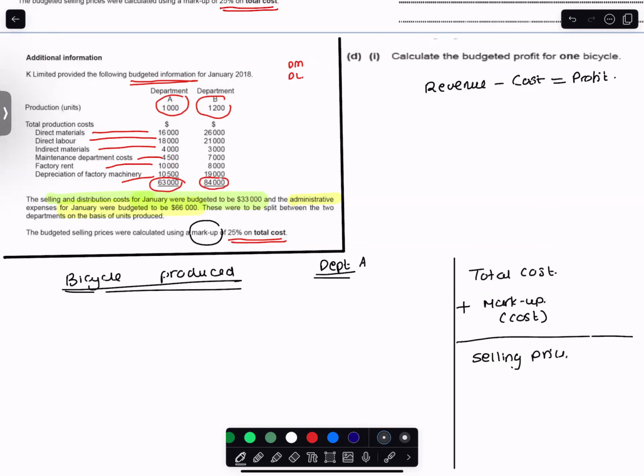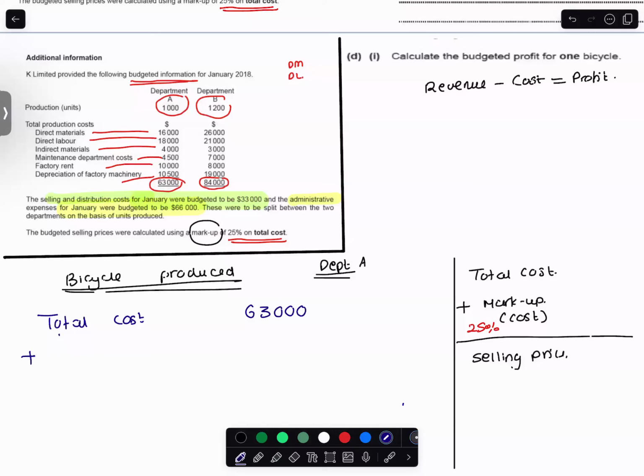So first thing, if I have the total cost, I can put the markup of 25% on it, so I will get the selling price. Are you with me? But do I know the total cost? Where? 63,000. Very good.